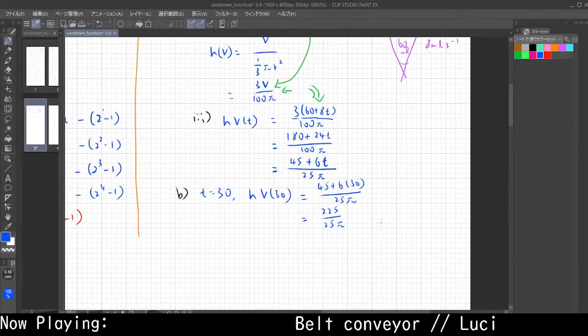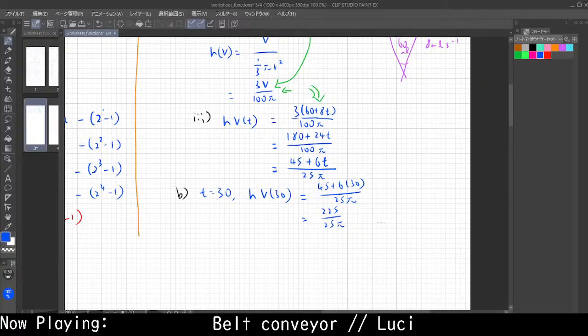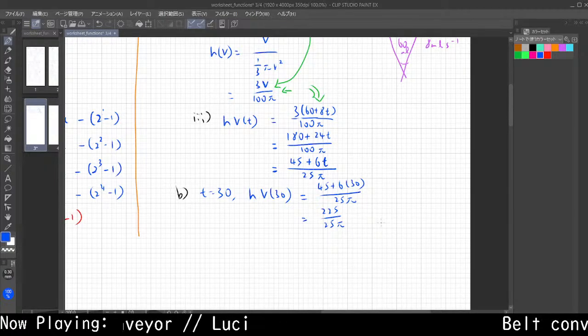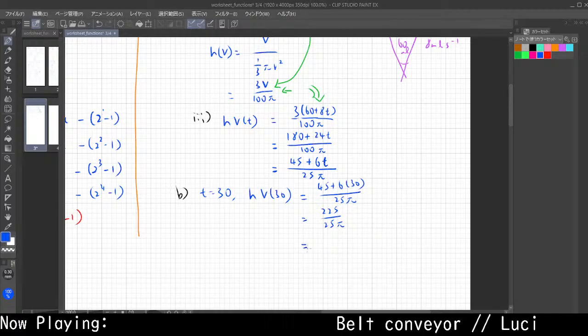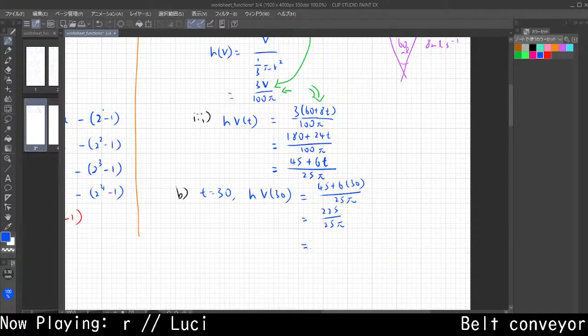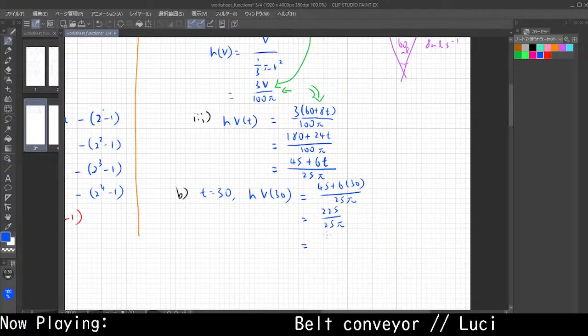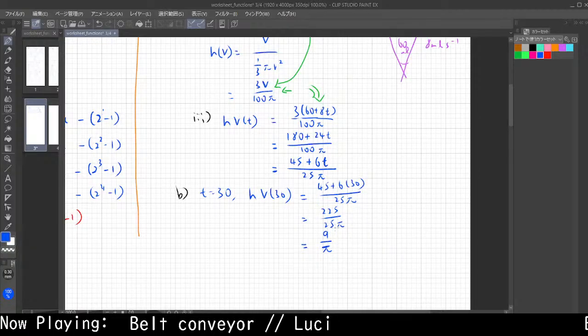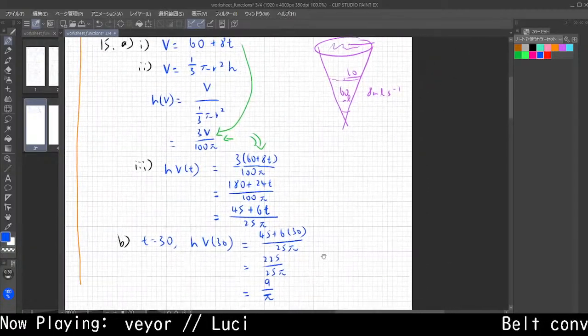This is simplifiable. You can't get rid of the denominator, but this is simplifiable to a certain extent. 225 is 5 times 15 times 15. So you divide 225 directly by 25. How much do you get? 9. Yeah, 9. Put it in your calculator, you get 9. So you get 9 over pi. There, that's your answer: 9 over pi.